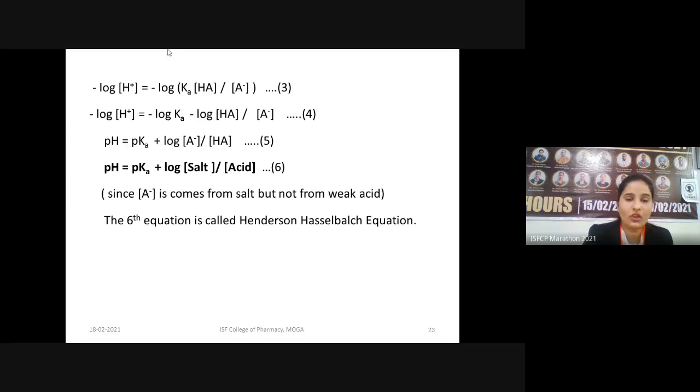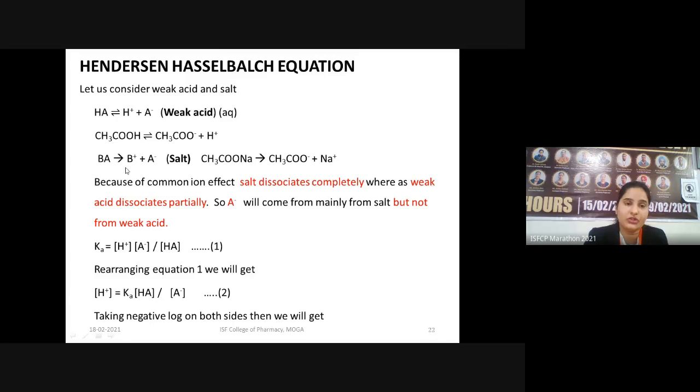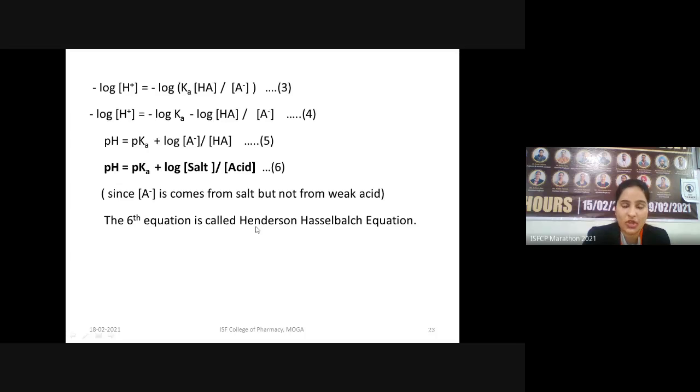So hence I have written in the place of A negative ion the concentration of the salt, because we know from this equation that 1 mole of salt is going to give us 1 mole of the anionic portion. So from here we can also write, in the place of the concentration of the A negative species, we can replace it by the concentration of the salt. It was nothing but the concentration of the salt. So this is the equation, and this equation is very, very beneficial.